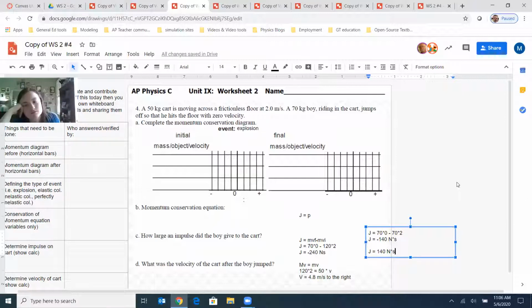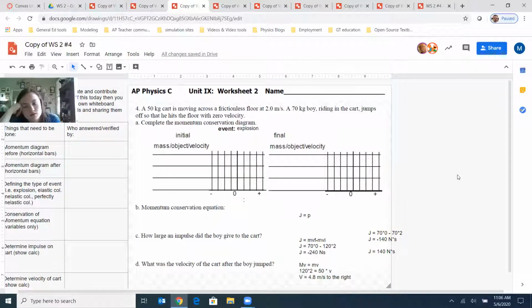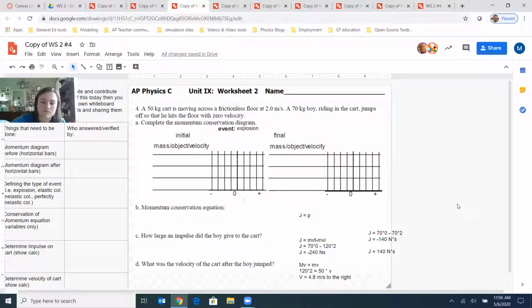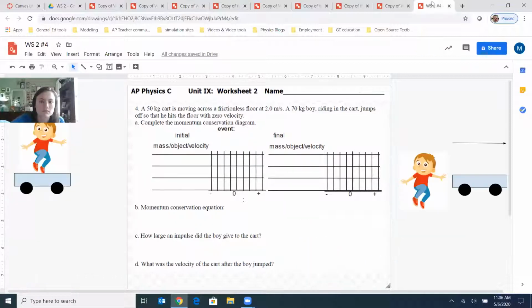So does everybody agree with that? Are you okay with that? Any questions? But I do agree with the final speed here. I think that makes sense. So 4.8 meters per second, and that is faster than 2, so it's quite a bit faster. So I think my picture probably is correct.